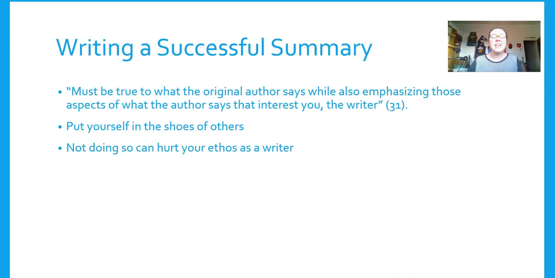Now let's discuss things that we should keep in mind when writing a successful summary. It's important to first remember that a summary must be true to what the original author says, while also emphasizing those aspects of what the author says that interest you, the writer. So as you summarize a text, you want to keep a balance in mind. You want to make sure that you are emphasizing to your reader why they are reading that summary and how it relates to your original piece that they're engaging with. So you do want to make it clear to them, okay, this is this summary, this is what it talks about, and this is how it is ultimately relevant to what I am arguing or observing here.